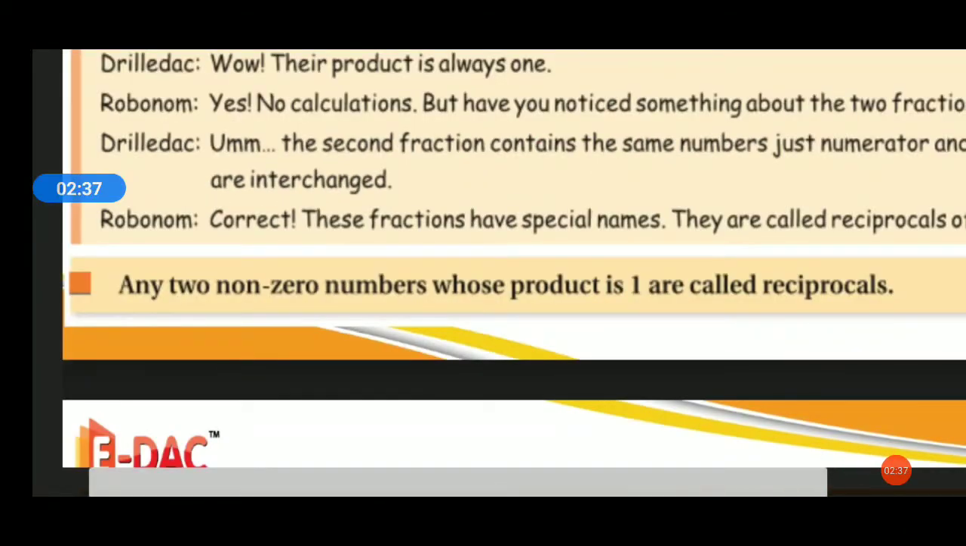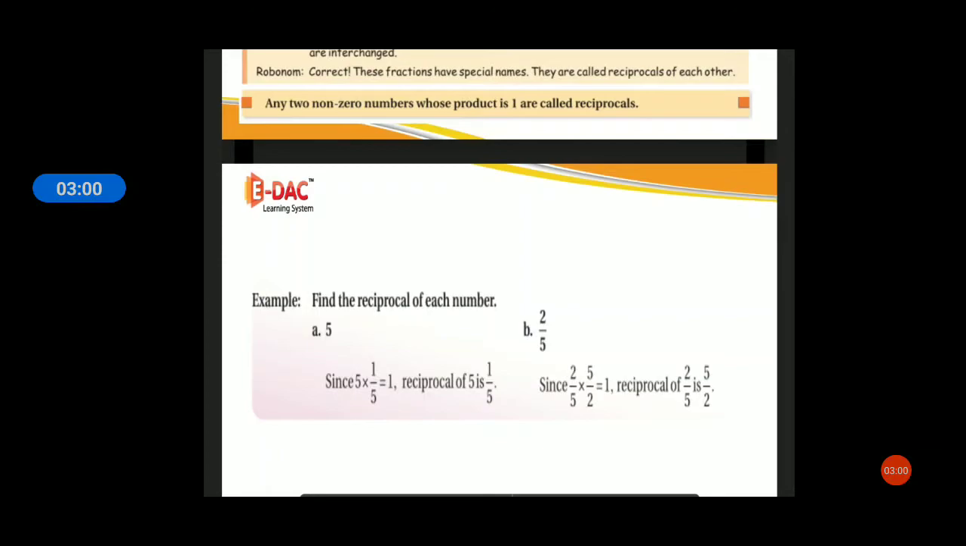See here, students. Any two non-zero numbers whose product is 1 are called reciprocals. What is a reciprocal if they ask? This is the definition. Any two non-zero numbers whose product is 1, that is nothing but a reciprocal. Understood, students? See, students, we will see an example here.